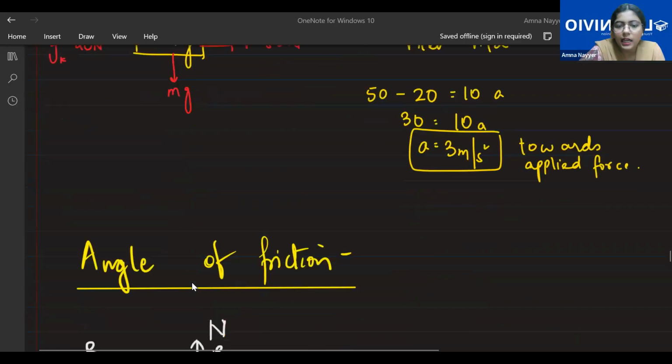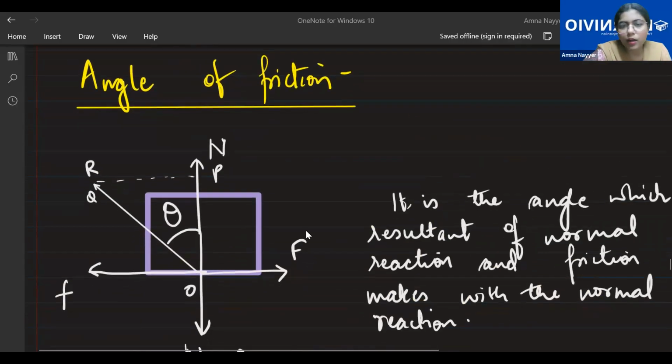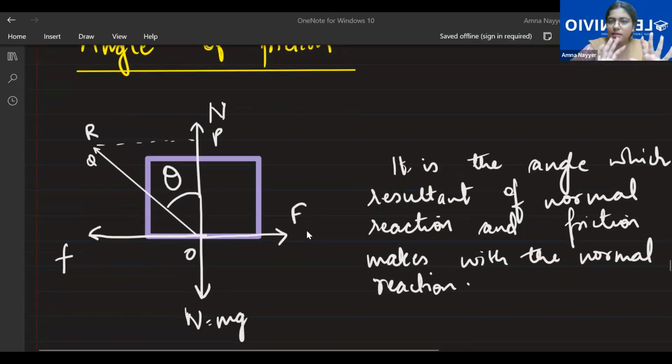All right. So see class, coming to angle of friction. Angle of friction is very easy. Pay a little attention. See what all things are there. This is a block and I've drawn the free body diagram of it. There's a normal reaction that is acting upwards. Downwards is mg. And on the right hand side, I've drawn the applied force. So obviously if the applied force is on the right hand side, the friction force will be on the left hand side. Just focus on these four right now.